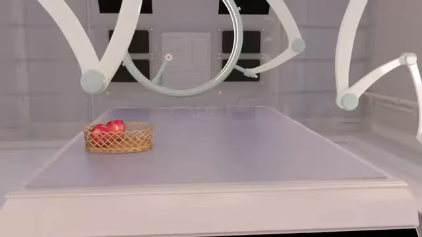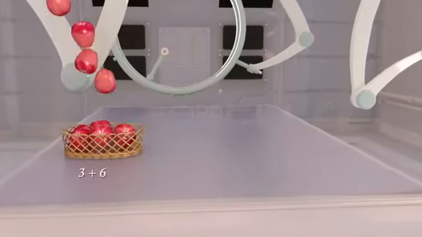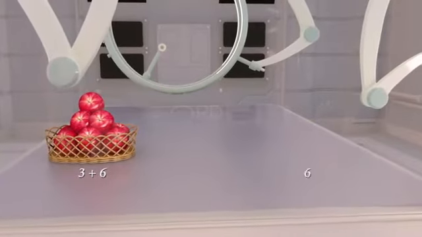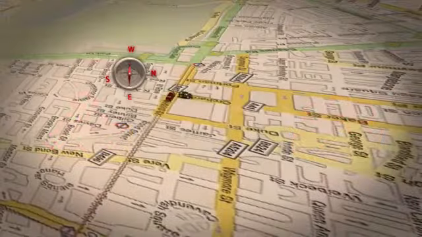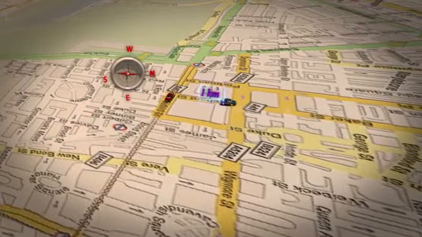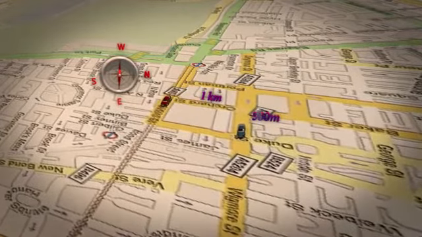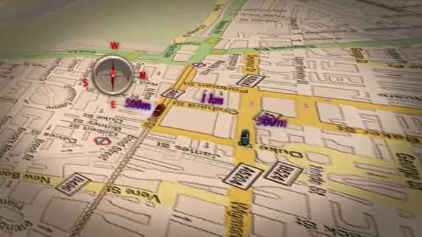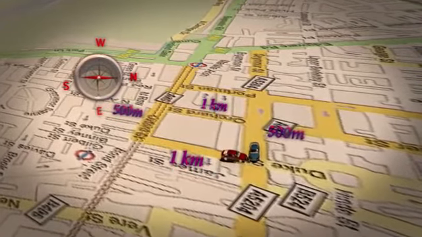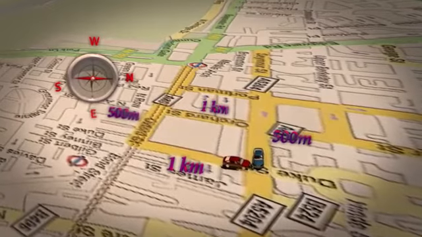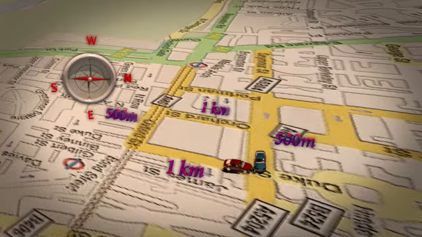The number of apples in your bag is the same if initially you have 3 and then add 6, as it is if you have 6 initially and then add 3. If you walk 1 kilometer north and then 500 meters east, you end up in the same place as you would have if you had walked 500 meters east and then 1 kilometer north. Here, we get the same result or output in both the situations, irrespective of the order of occurrence.